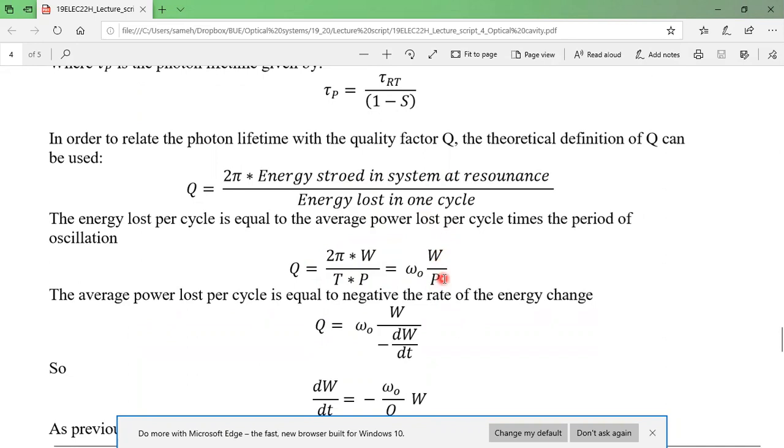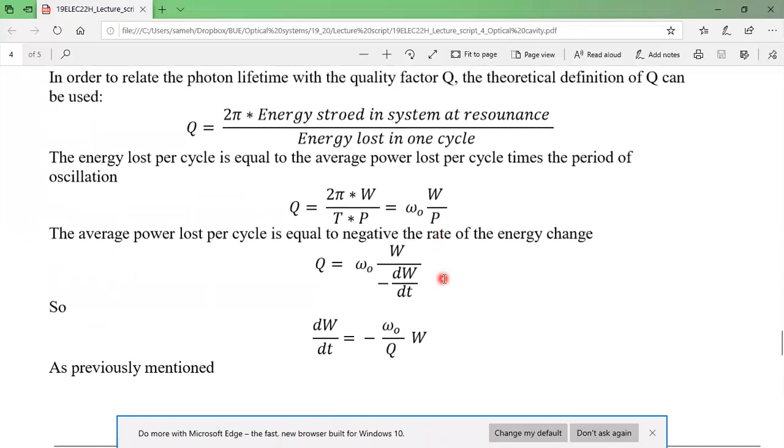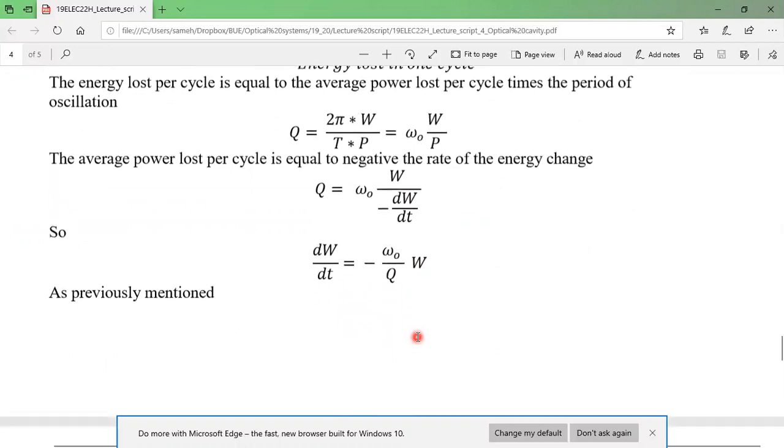As I said, the power and the energy are related by a time relation. So easily you can replace this P by dW/dt. Then you will have dW/dt equals minus omega naught over Q times W. Here is a differential equation in terms of W.